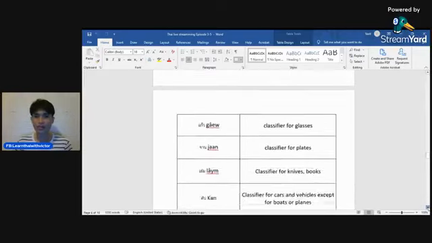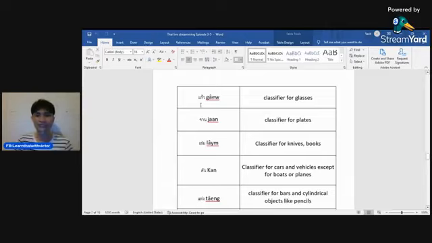So the next one is แก้ว. This is the classifier for glasses. When you go to order food or drinks at the restaurant, you can use this word when you order from the waiter or waitress. ขอน้ำเปล่าหนึ่งแก้ว, Can I have one cup or one glass of water, please? Yeah, something like that. And the next one is also the same.